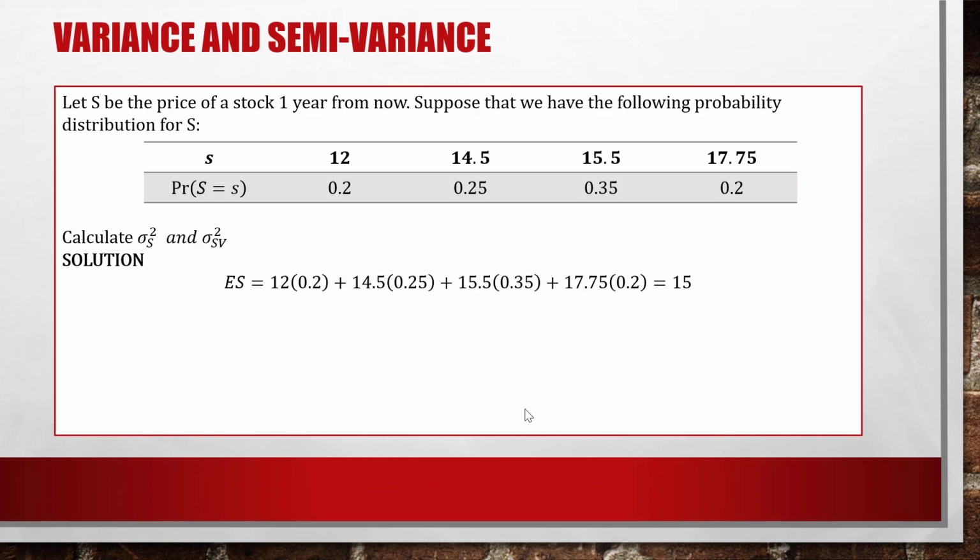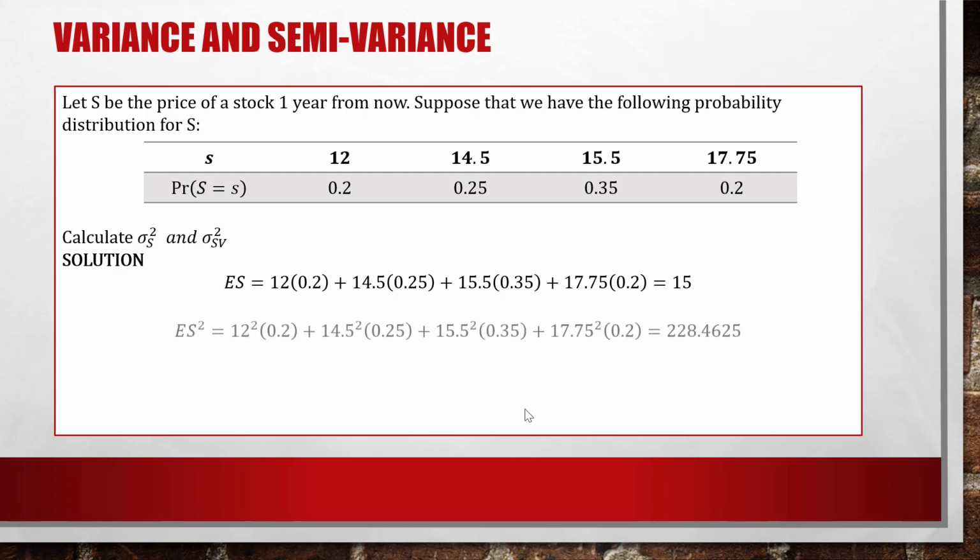The mean here, the expected value, we basically take the weighted average. So we take its value of the possible value list times its probability and then add these numbers together. So we got 12, the first number, times its probability 0.2. Then the second number 14.5 times its probability 0.25. The third number 15.5 times its probability 0.35. And the last number is 17.75 times its probability. And add them together, we got the mean or the expected value of 15.